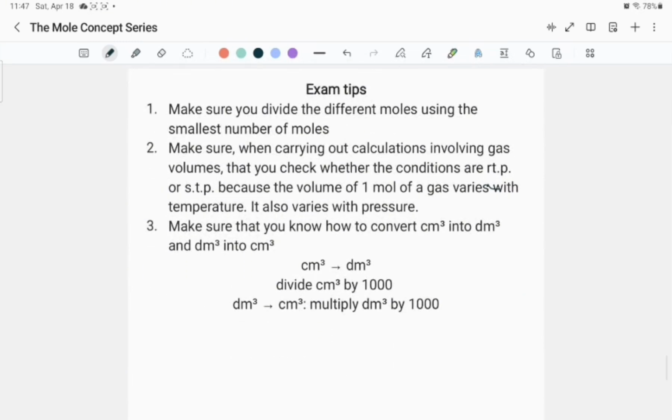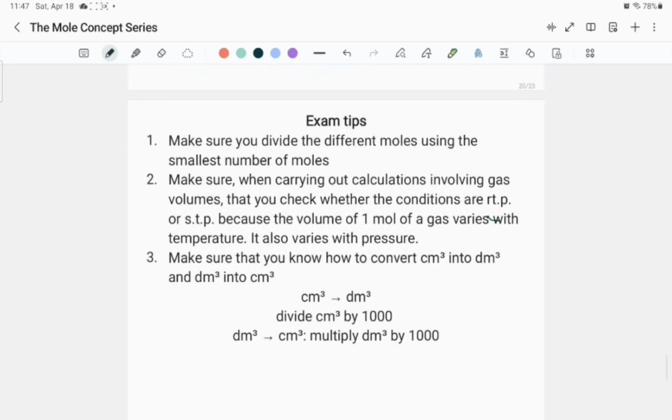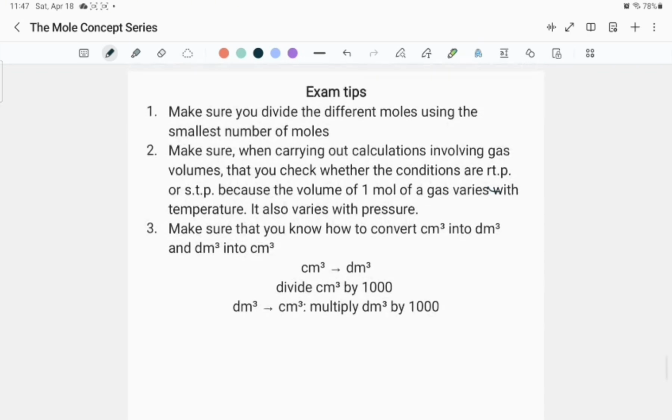Right, a few exam tips. Make sure you divide the moles using the smallest number of moles. Make sure when you're carrying out calculations involving gas volumes that you check if the conditions are RTP or STP, because the volume of 1 mole of a gas varies with temperature. It also varies with pressure. Alright, so make sure that you know how to convert from cm cubed into dm cubed and dm cubed into cm cubed. If you want to convert cm cubed to dm cubed, we divide by 1,000. And if you want to do the reverse, we multiply by 1,000.